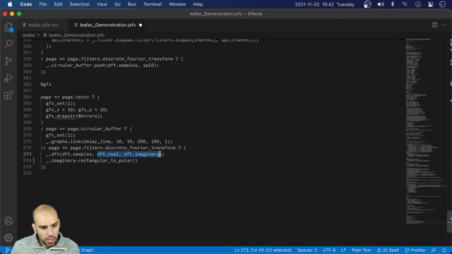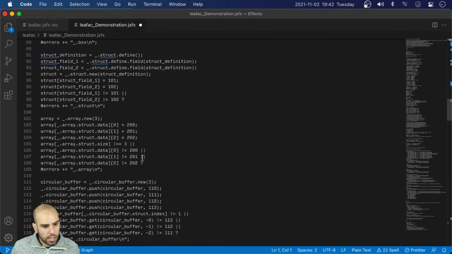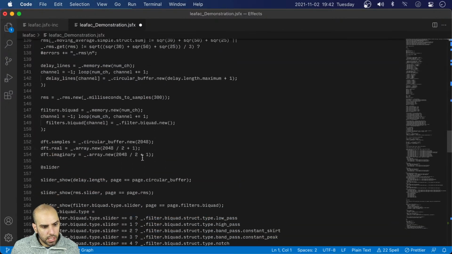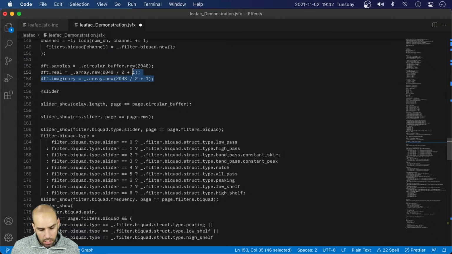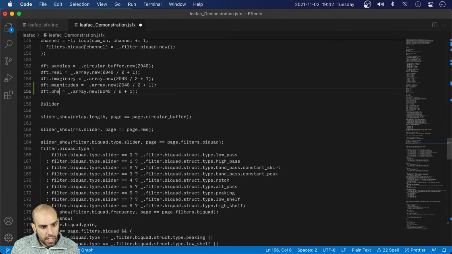With our real and imaginary, as well as two new arrays that we have to define. They are going to be not the real and imaginary, but the magnitudes and phases. And they have to have the same size, right? As the real and imaginary.